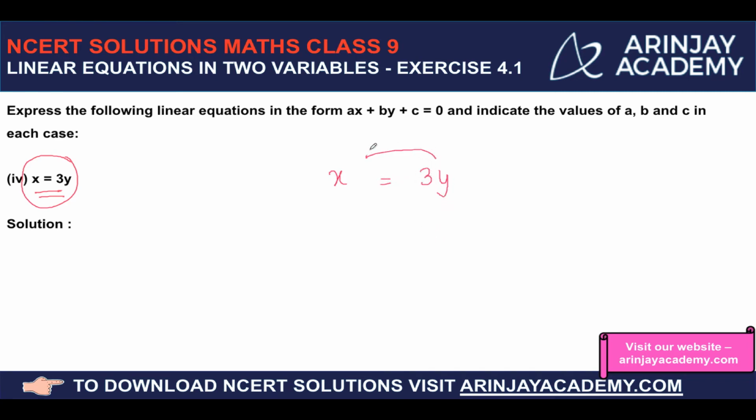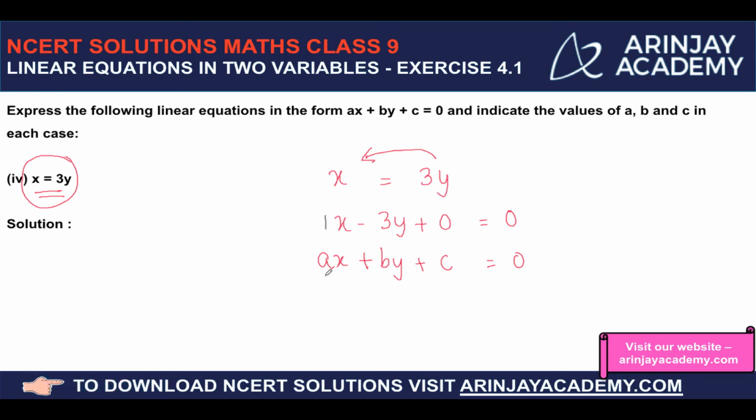If I move 3y to the other side of the equation, I will get x minus 3y is equal to 0. Now compare this with the standard form of equation, ax plus by plus c is equal to 0. But there is no c here. So can I write this as plus 0 is equal to 0? You can add 0 to any number and it will not make any difference to that number.